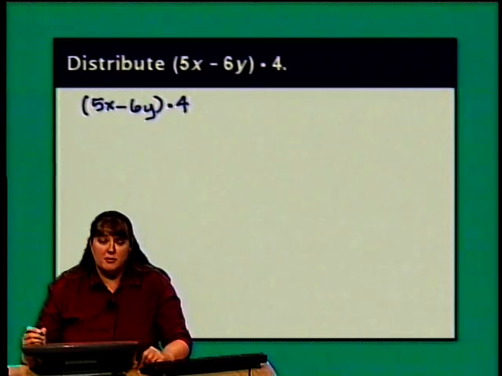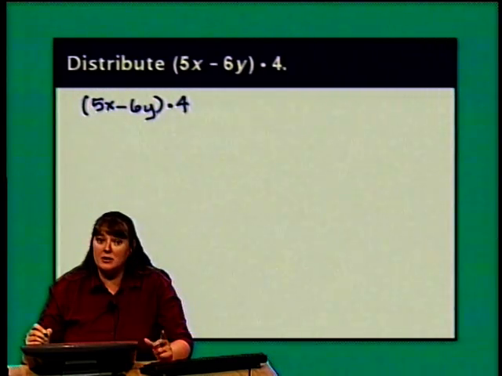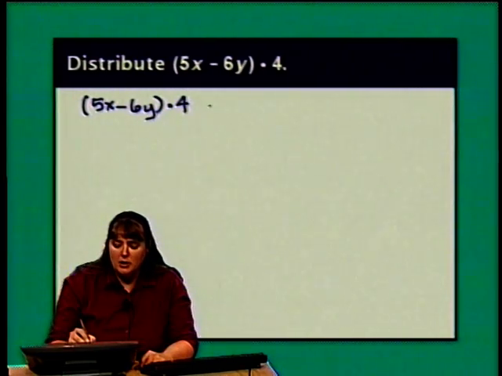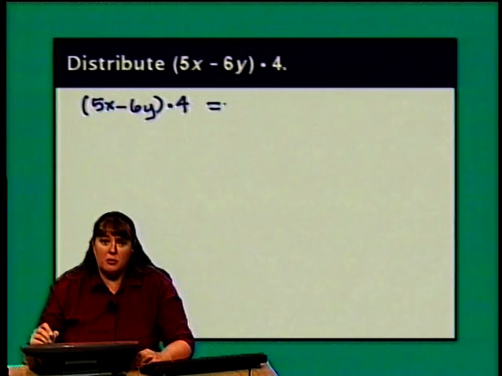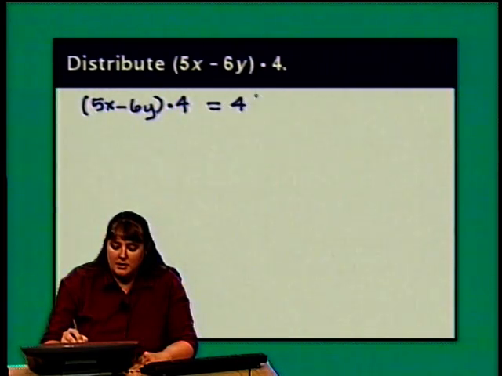Now we know in the distributive property it doesn't matter what side our subtraction occurs on and what side our factor 4, in this case, occurs on. The distributive property still works. To remember why it still works, we can actually apply the commutative property of multiplication. So I can rewrite this problem as 4 times the quantity 5x minus 6y.